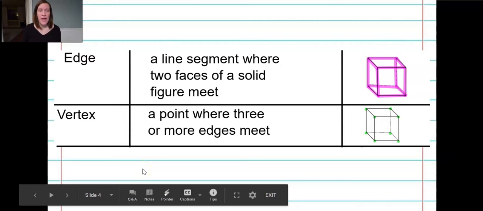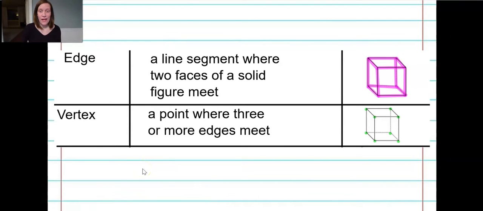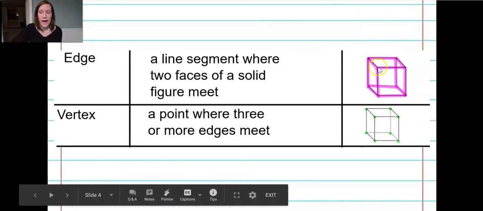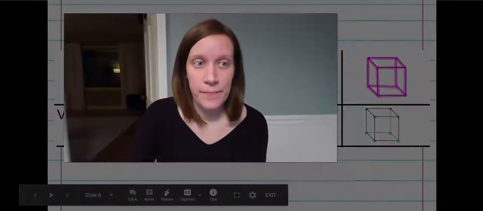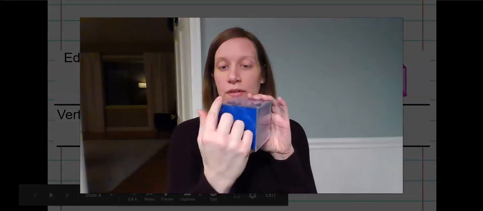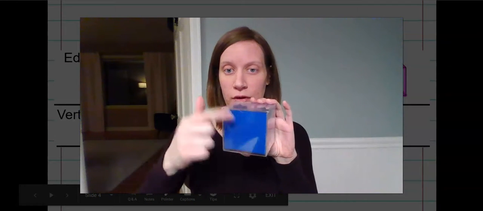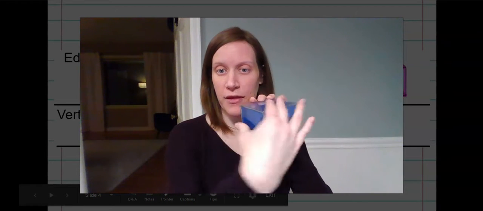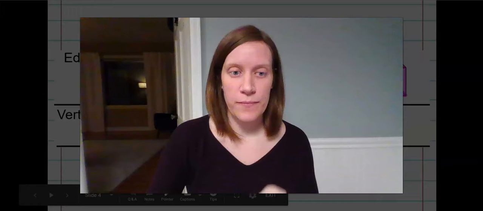So we also have edges and vertices. So first, the edges. An edge is a line segment where two faces of a solid figure meet. So in this, you can see I highlighted the edges here in pink. On our cube, you can see edges where you can see the two faces meet. Any place where two of these faces meet is an edge.